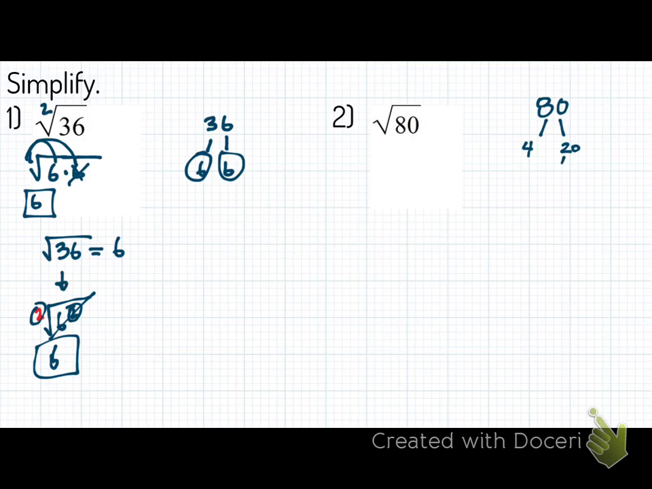I know it's 4 times 20, and then I know 20 is like 4 times 5. So I have two 4s here, right? 4 times 4 is 16. So anyways, I could rewrite this as 4 times 4 times 5, right? I know that the index is 2, so same thing. These two 4s are together.